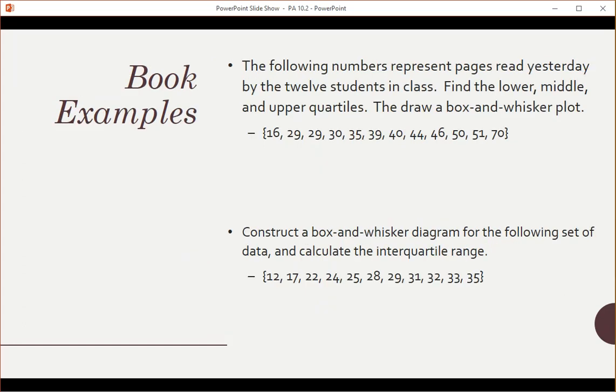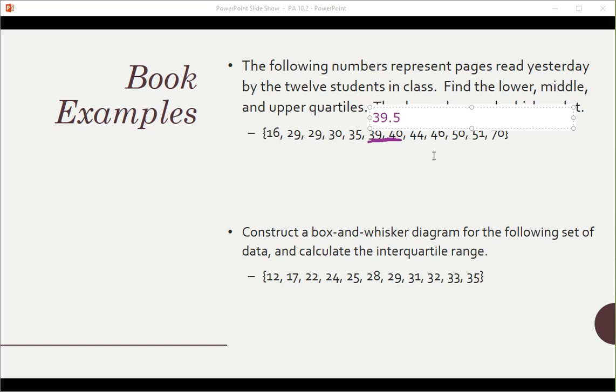Okay, so I've got a set of data here. They represent pages read by 12 students in class. We're asked to find the lower quartile, the middle quartile, the upper quartile, and then draw a box and whisker plot. So there are 1, 2, 3, 4, 5, 6, 7, 8, 9, 10, 11, 12 sets of data. So between these two will be my middle quartile. If I add those two up and divide by 2, I would get 39.5.